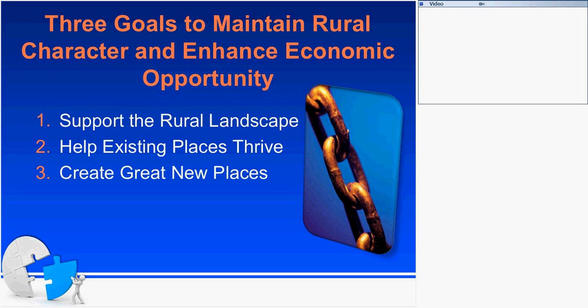And here is where we begin to talk about three very broad goals that many rural communities and regions are using to maintain rural character and also enhance economic opportunity. And those are supporting the rural landscape, helping existing places thrive, and creating great new places. And later in the training, we're going to offer specific strategies and tools that are grouped under each of these goals.